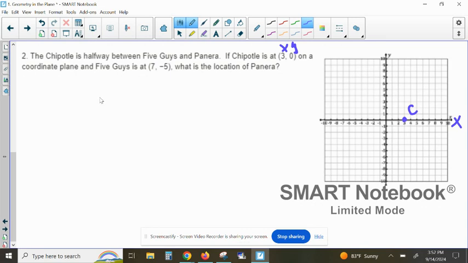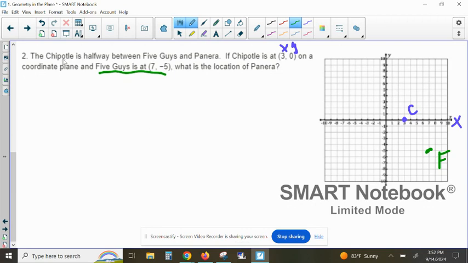Call that C. Five Guys is at (7, -5). So once again, travel on my x-axis first. 7 is 1, 2, 3, 4, 5, 6, 7. And -5, that's down 1, 2, 3, 4, 5. That puts me right here. This is my Five Guys. I'll call that F for Five Guys.